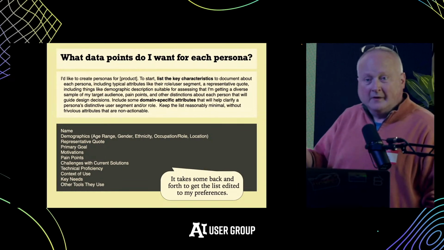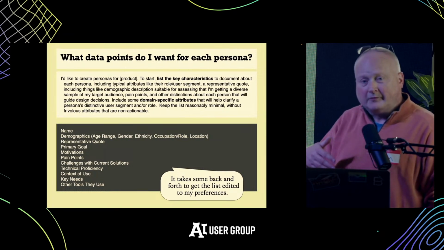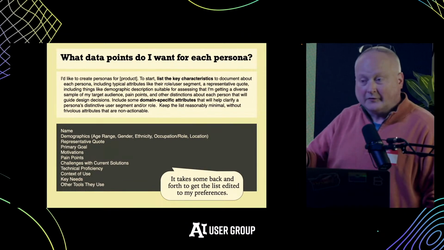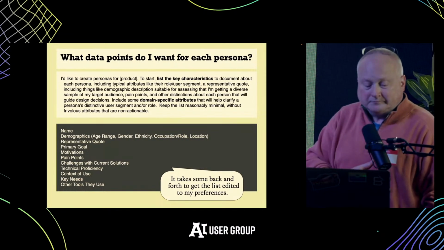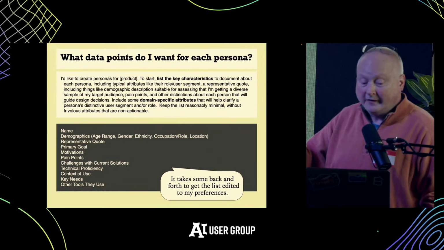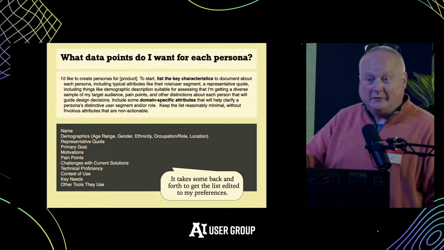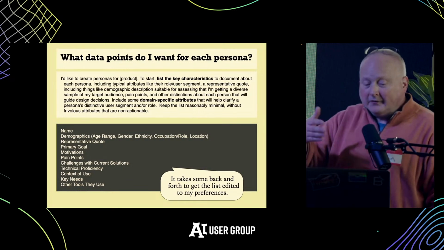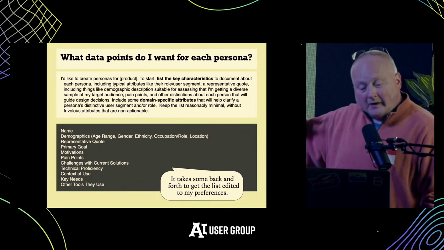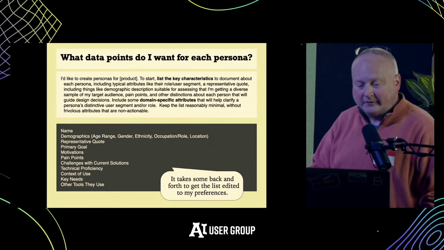If I was building a fitness app, I might want to document for each persona what kind of fitness activities they do. If I was selling cars, I'd want to ask, what kind of car do you drive and what do you do in your car, and things like that. So getting some domain-specific attributes is nice as well, and you might have to do some iteration with this prompt to ask for more specific ones.